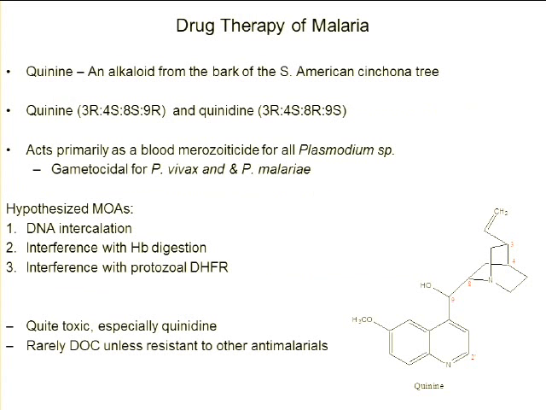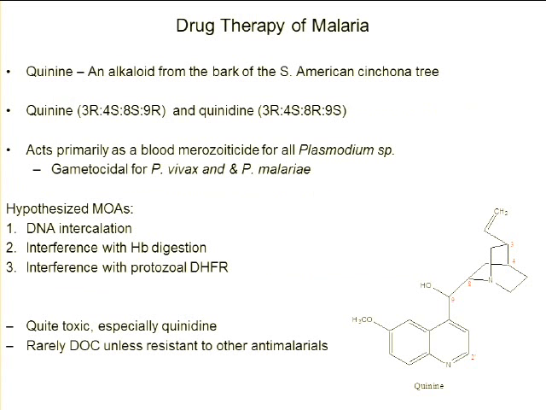One is DNA intercalation. That means it's sticking itself in between base pairs within the plasmodial DNA. The second one is interference with hemoglobin digestion. And the third one is interference with protozoal DHFR, dihydrofolate reductase.